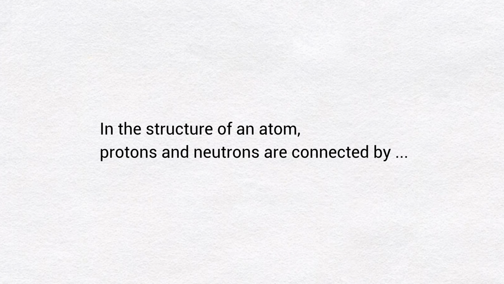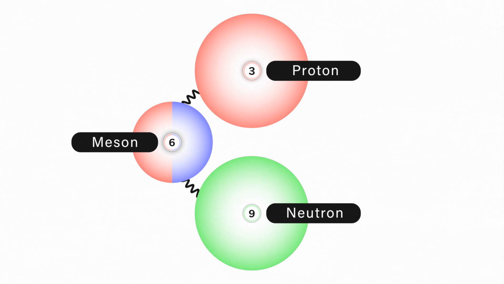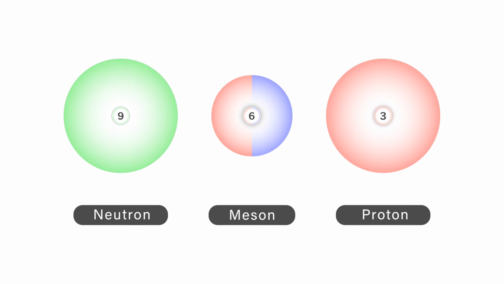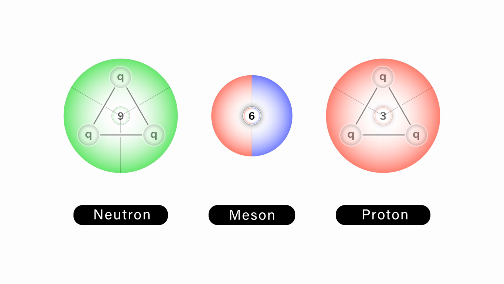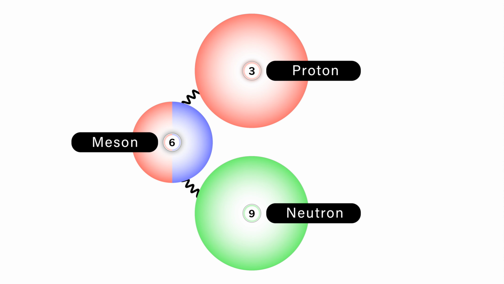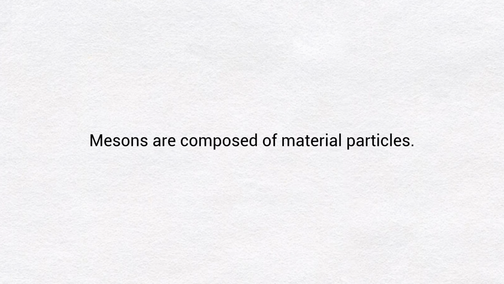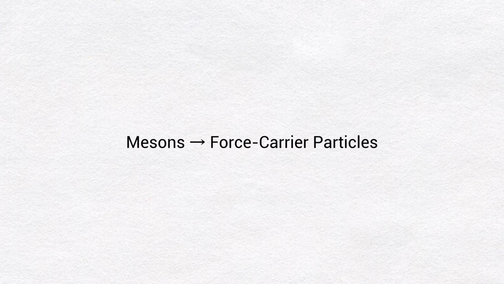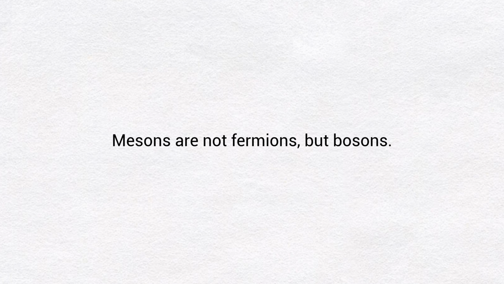The nuclear force. In the structure of an atom, protons and neutrons are connected by the function of meson, and that is called the nuclear force. A neutron, as well as a proton, is made of 3 quarks. On the other hand, a meson, which is illustrated in the middle, is made of 1 quark and 1 anti-quark, and it represents the quality of ambivert. As already discussed, a meson is represented by 0.6, and 0.6 represents trust. That is, protons and neutrons are connected by trust. The function of trust is the connecting force. Although mesons are composed of material particles, they are force carrier particles. That is, mesons are not fermions, but bosons.